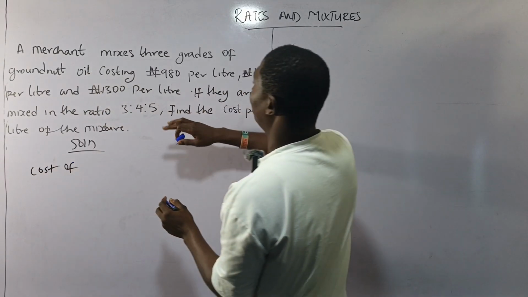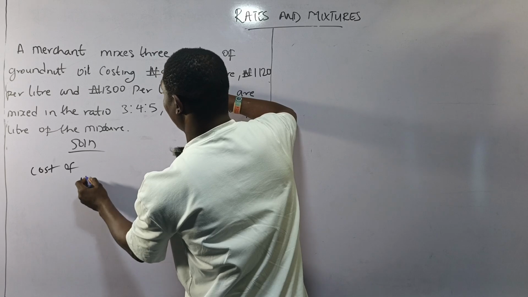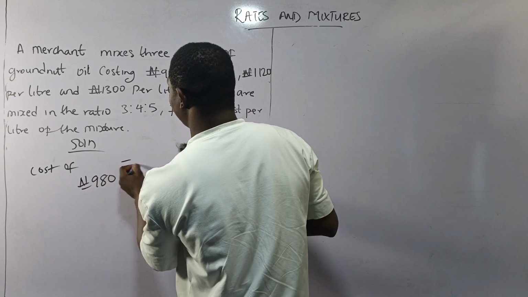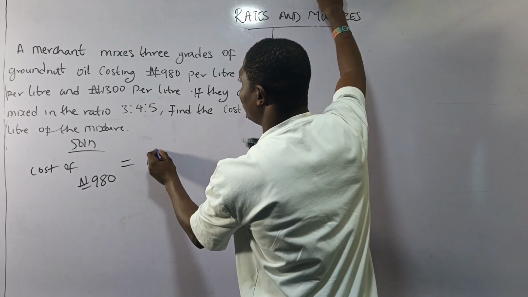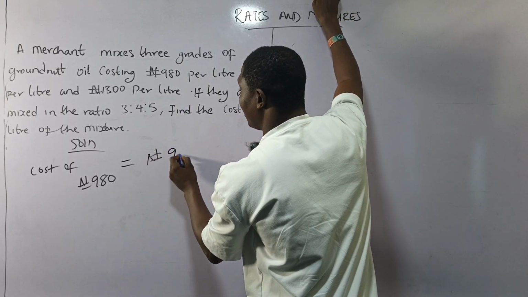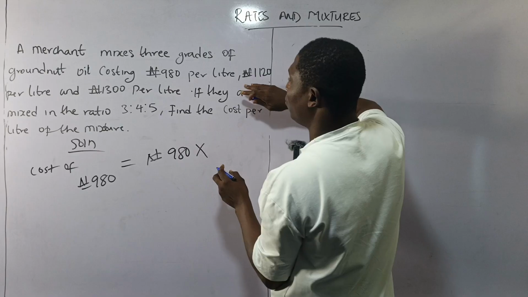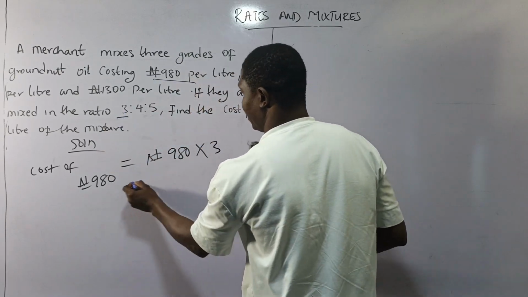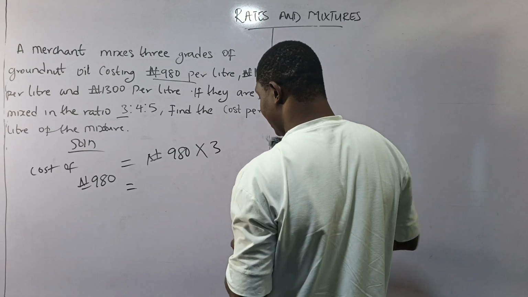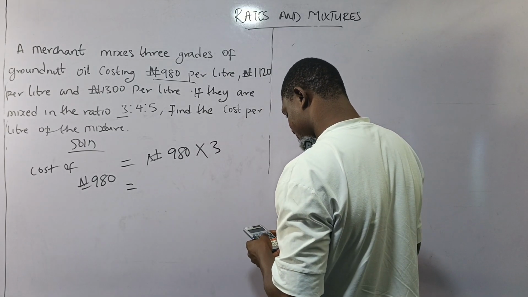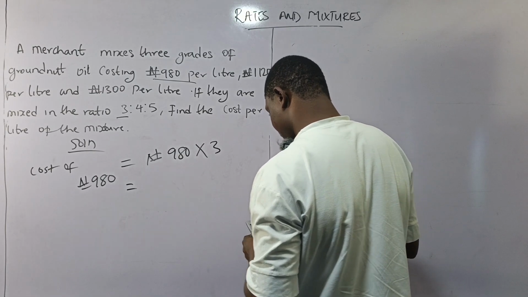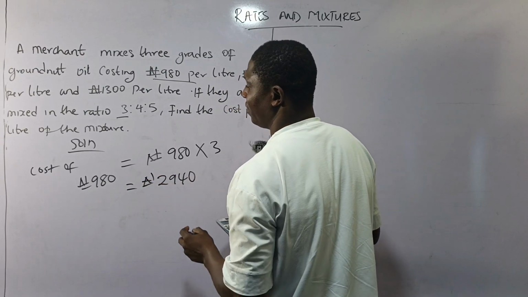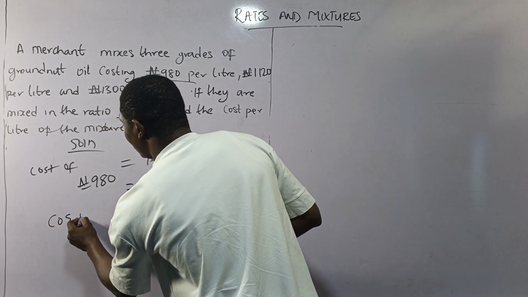Now, the cost of that oil of 980 naira is equal to the cost for 1, 980 times the quantity. The quantity of the first is given as this ratio, which is 3. And that will give me 980 times 3. That will give me 2,940 naira.